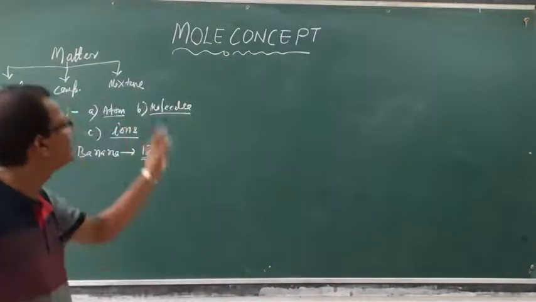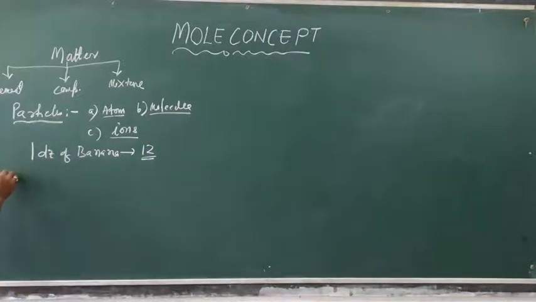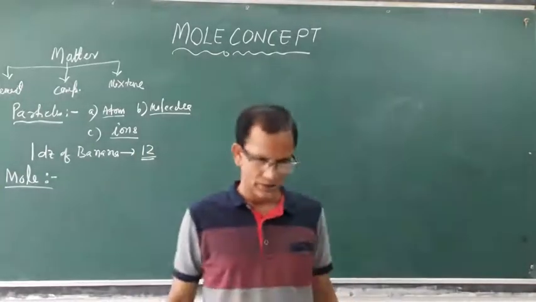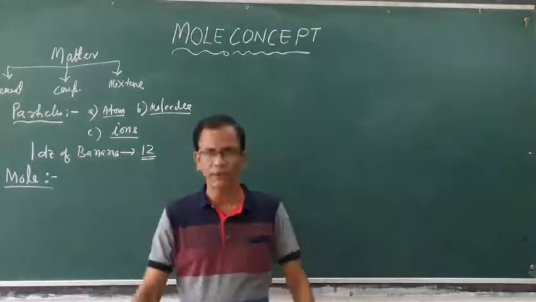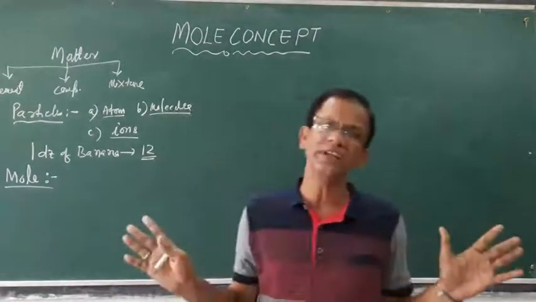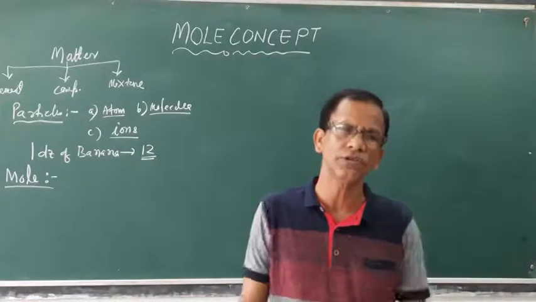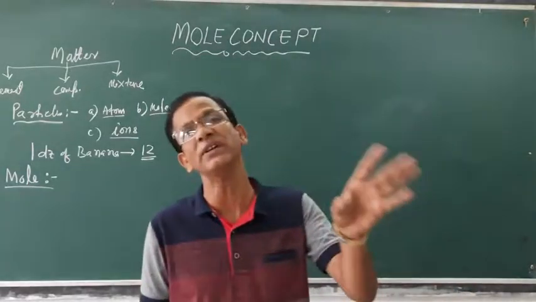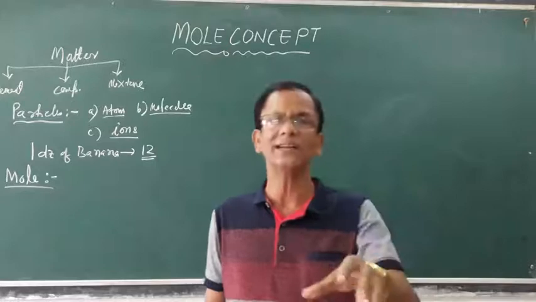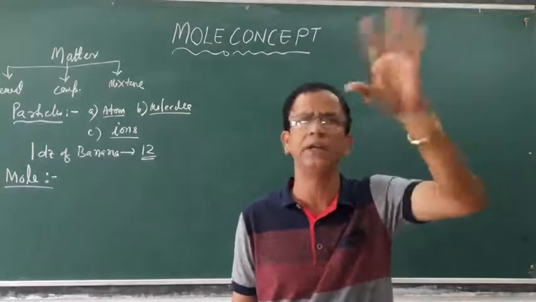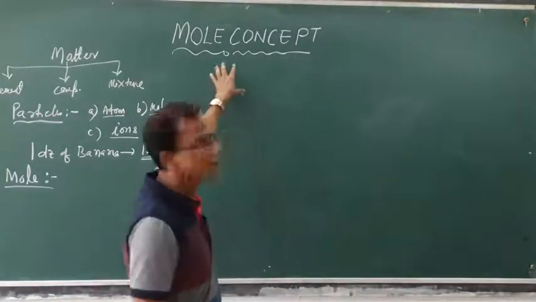And the main thing is, what is a mole? This chapter, the mole concept, is very important for solving chemistry problems. It is used in all numericals in chemistry. Without knowing the basic knowledge of the mole concept, we can't solve any numerical problem in chemistry. It is important in class 9, class 10, class 11, and also in higher classes, in research also. In every field of chemistry, the mole concept is important.